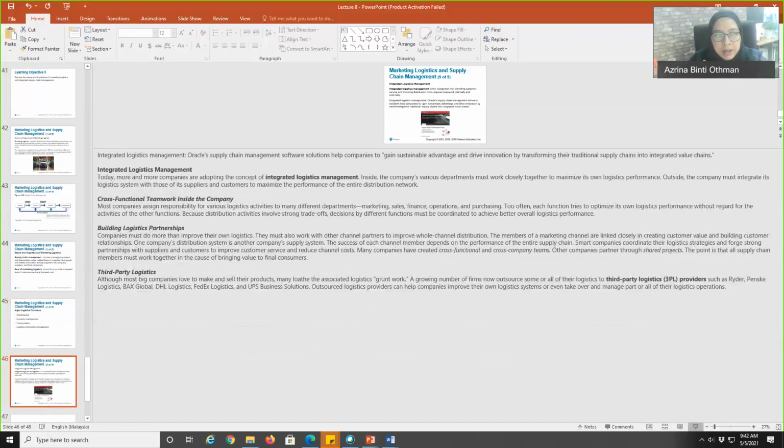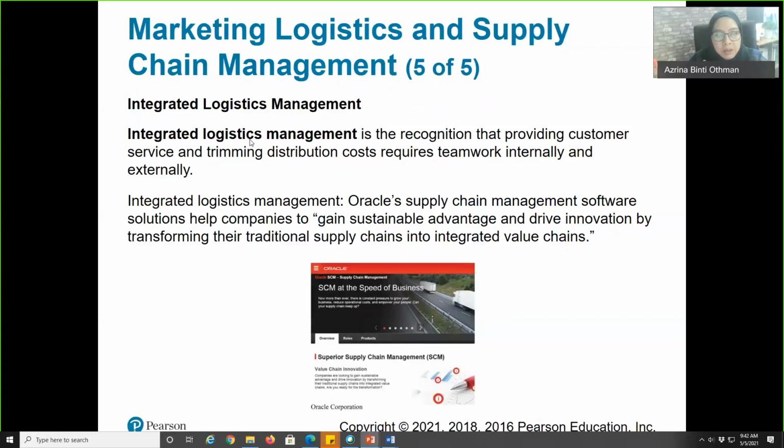Then kita pergi kepada what else? Ada integrated logistic management. Integrated logistic management is the recognition that providing customer service and trimming distribution costs require teamwork internally and externally. Ni kita panggil integrated, saling bekerjasama. Contohnya kita guna sistem apa? Oracle Supply Chain Management Software, di mana combine together, the system is easy to use where the channel members can use it together and it requires teamwork internally and externally. Dalam company itu sendiri ataupun luar company boleh guna Oracle Supply Chain Management Software. Ini kita panggil Integrated Logistic Management.